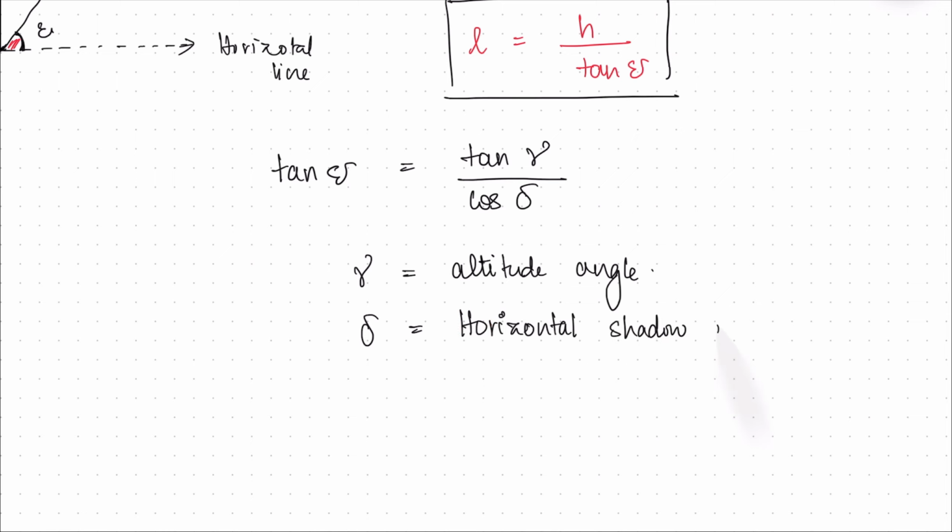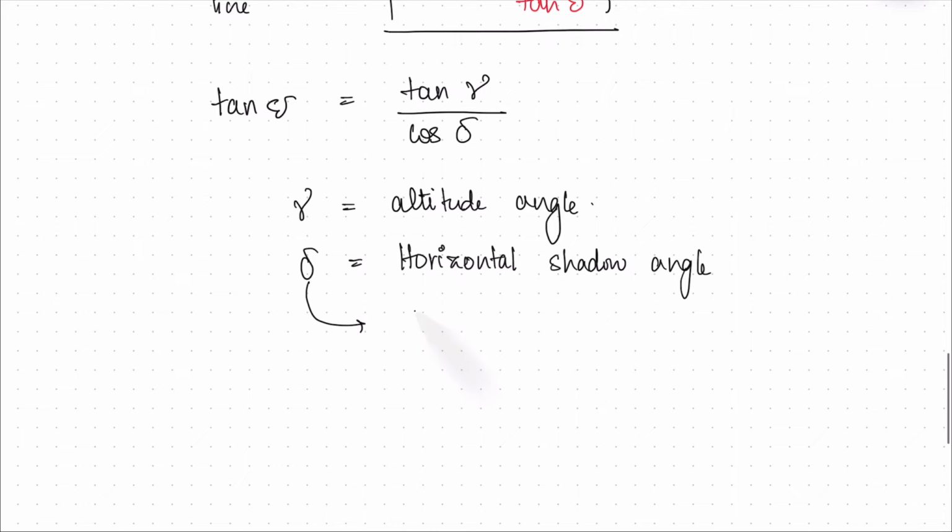And delta can be written as the azimuth angle of the sun minus the azimuth angle of the wall.